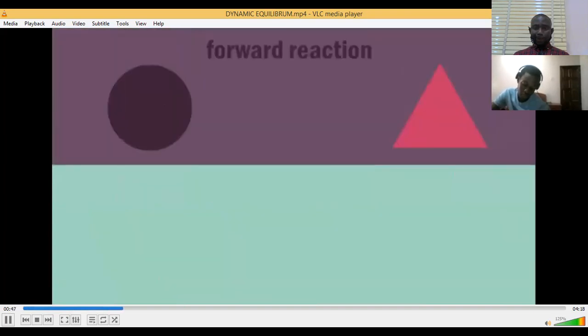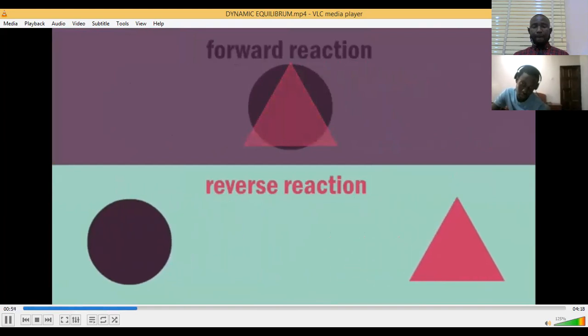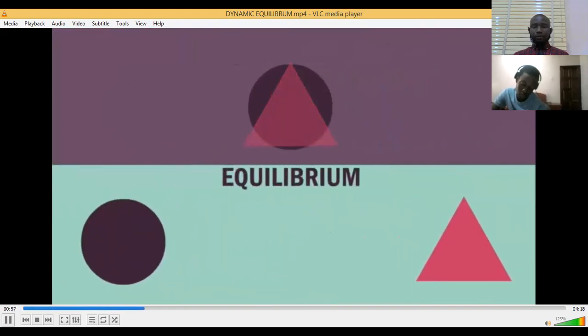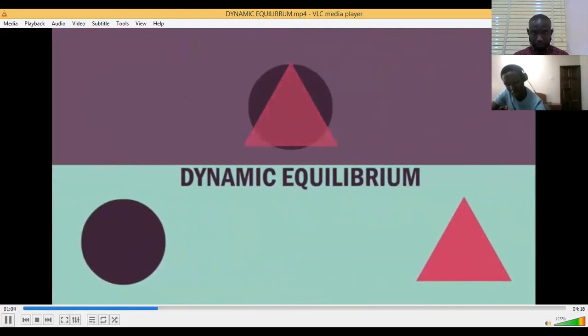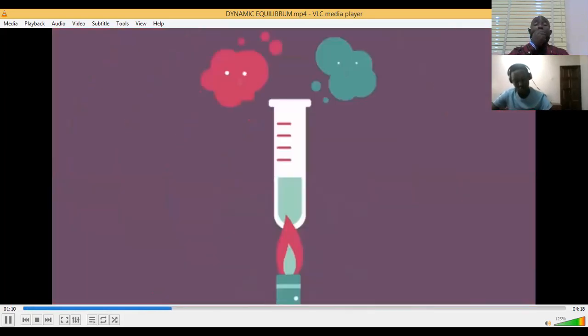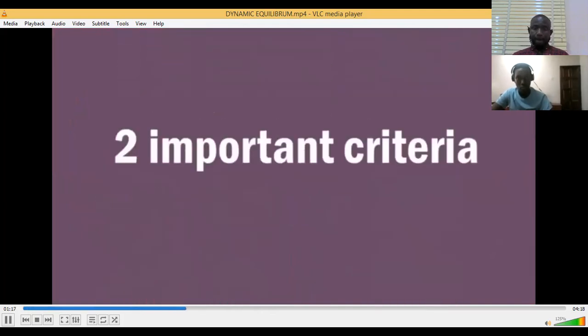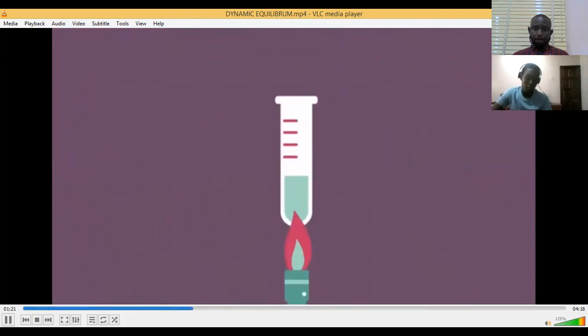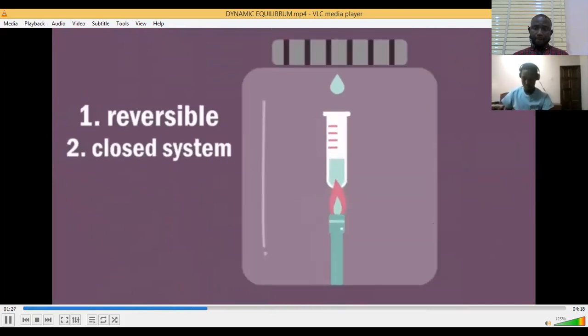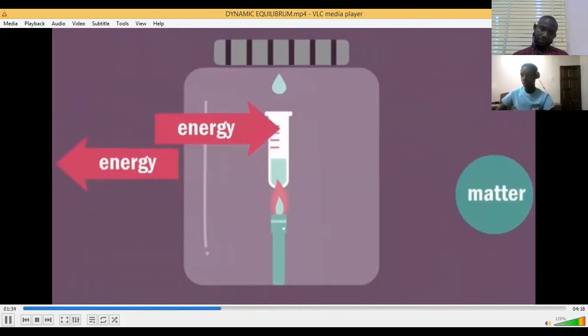If the rate of the forward reaction, reactants to products, is the same as the reverse reaction, products to reactants, the reaction is said to be at equilibrium. This is called a dynamic equilibrium because both processes are occurring simultaneously, even though there is no overall observable change. For a chemical system, such as a reaction or a phase change, to be at equilibrium, it must meet two important criteria. First, it must be a reversible process. Second, it must be taking place in a closed system. A closed system is one where there is no exchange of matter, only exchange of energy.